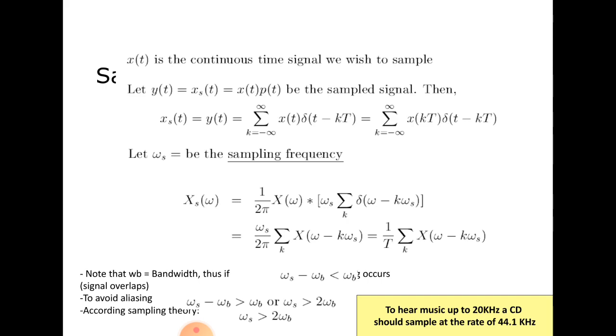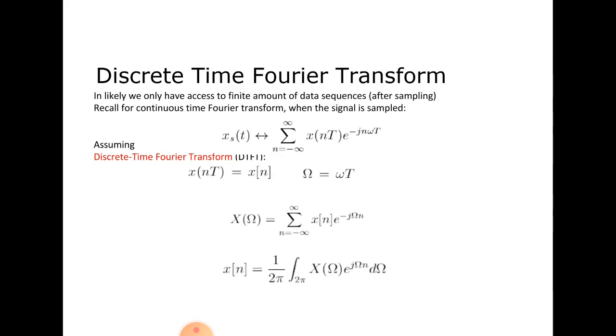Note that omega b is the bandwidth. To avoid aliasing, the shifted spectra should not overlap. So according to sampling, omega s minus omega b must be greater than omega b, or omega s greater than 2 omega b. That is nothing but the sampling theorem.